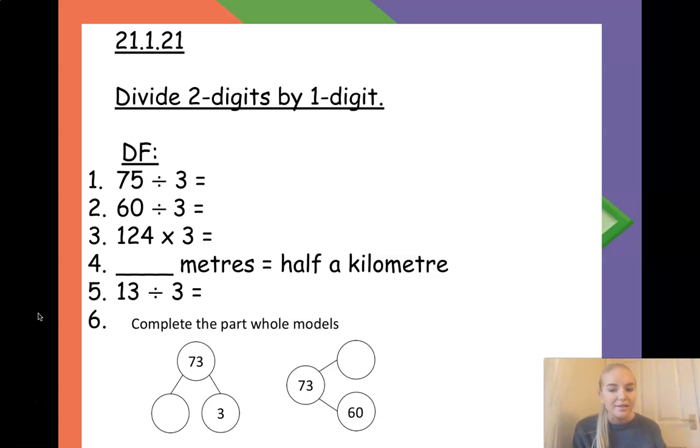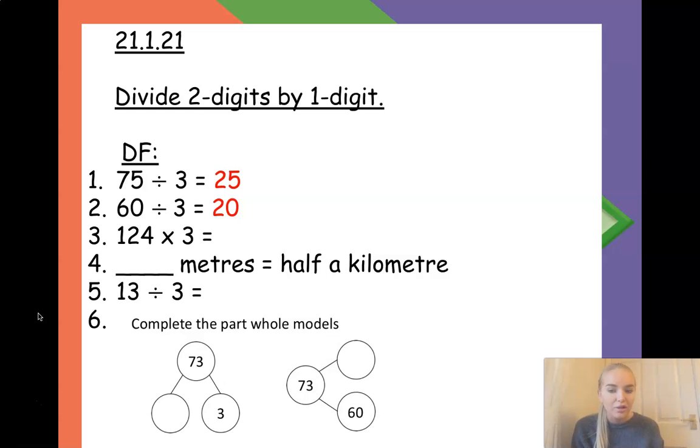Okay, so number 1, 75 divided by 3. You could use a place value chart and some counters to help you with this one, and the answer is 25. Number 2, 60 divided by 3. In the same way, you could use place value counters, or you could recognise that 60 looks a bit like 6. 6 divided by 3 is 2, and then you can add the 0 back on, multiplying it by 10 again, giving you the answer of 20.